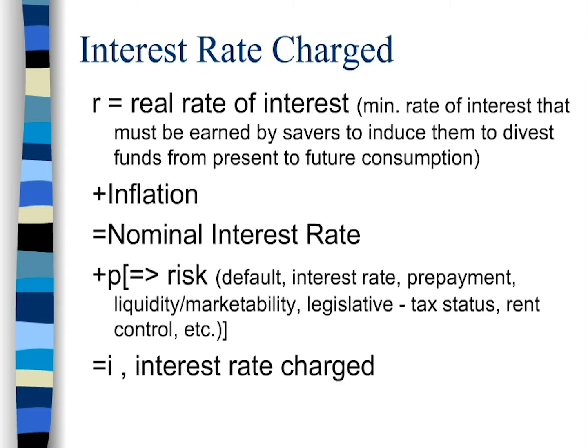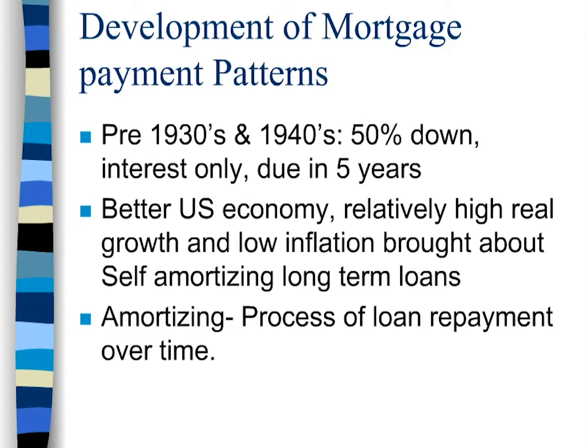Then if we add risk, this can be a variety of different risks involved in mortgages: default risk, interest rate risk, that interest rates go up, prepayment risk, because if interest rates go down, then people prepay, and the bank gets stuck having to reinvest the money at lower rates. Liquidity and marketability risk, legislative, tax status, rent control, etc. We add that risk and we get the actual rate that's charged.